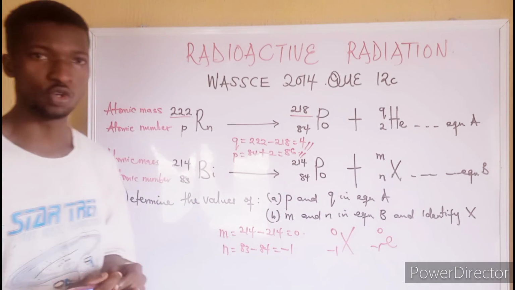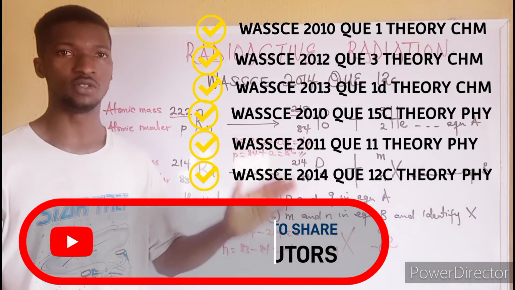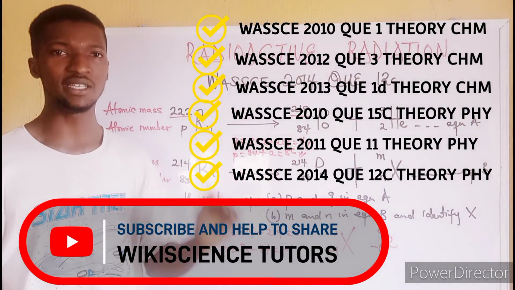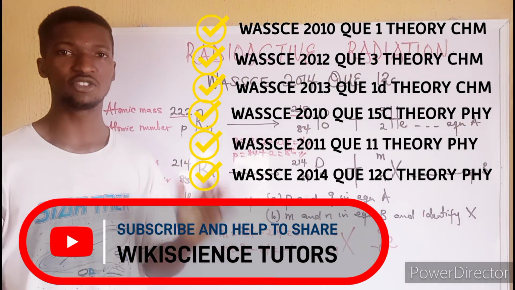Now we've come to the end of this video, and I believe that at this point you can be able to balance nuclear reactions and also determine the radiation emitted during the nuclear reaction. Now we'll have questions that have been displayed on the screen.